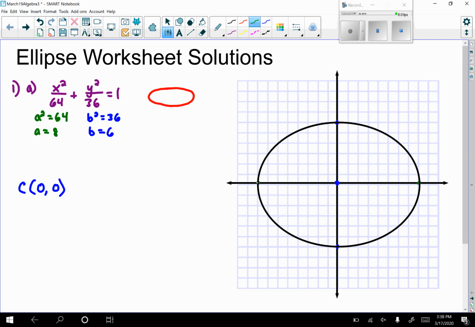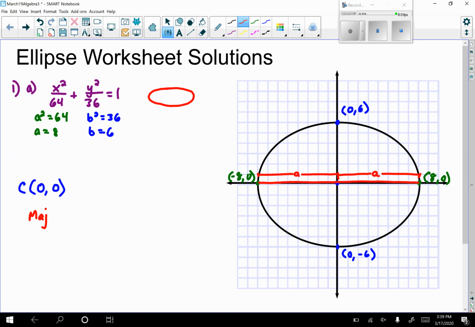Plotting in the vertices at the end of our major axis, we have a -8, 0, and then an 8, 0. The end of our minor axis, which goes from the center, that's the shorter length that's here. So this would be 0, 6, and then over here, 0, -6. So our major axis runs horizontally here. It has a length of 2 times a units. So remember again, this is a units from the center over to the vertex, and then another a units from the center over to this vertex.